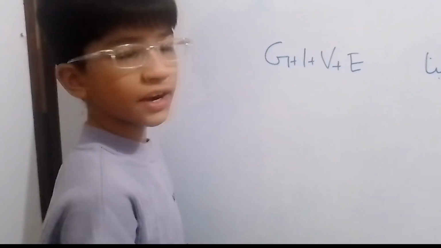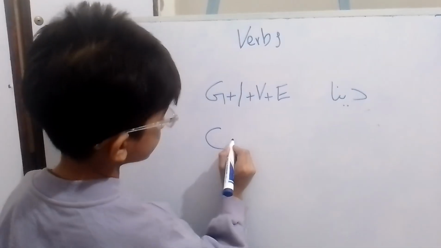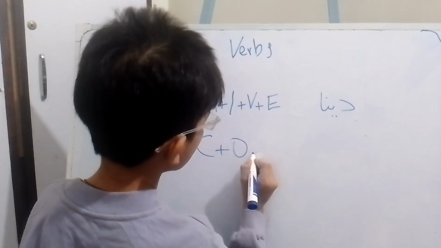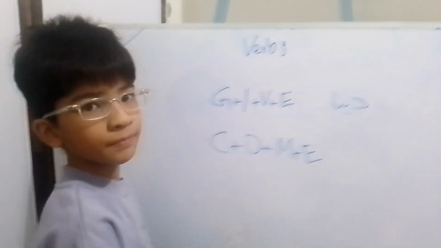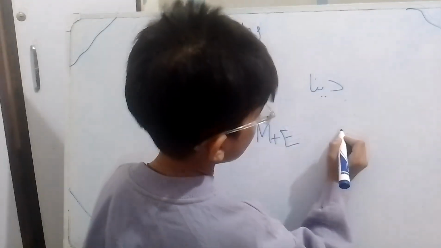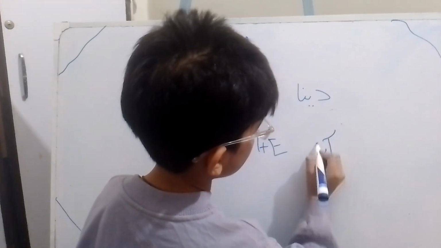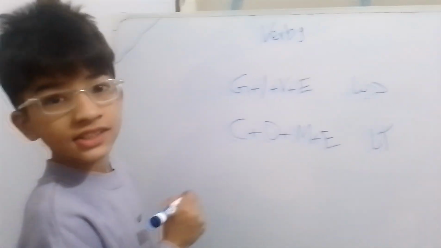The next word is come. C plus O plus M plus E. Come. Come means ana.